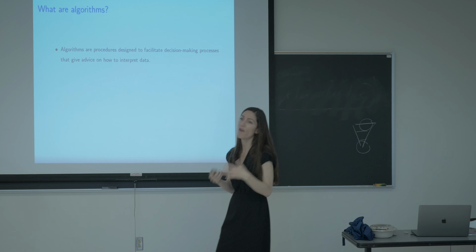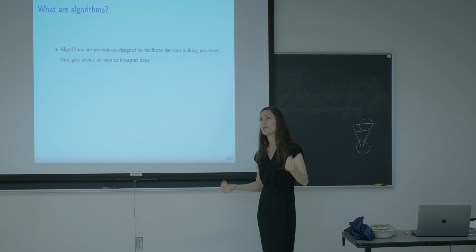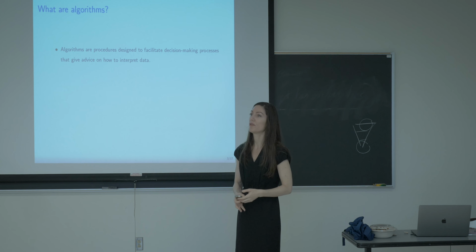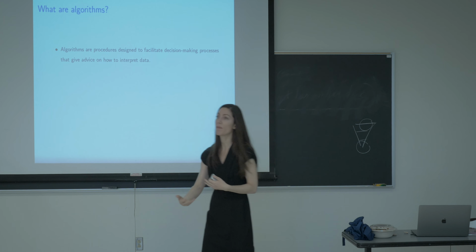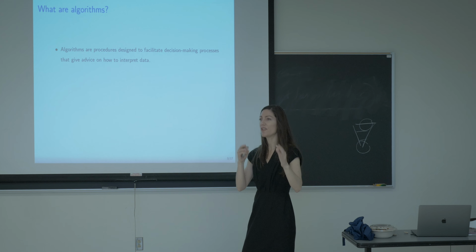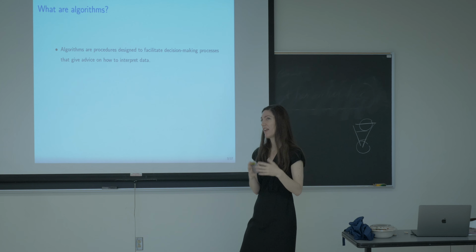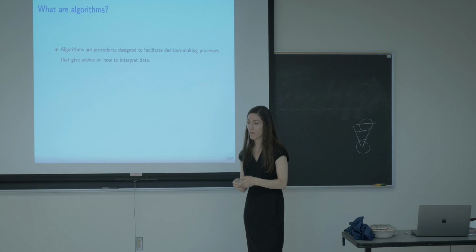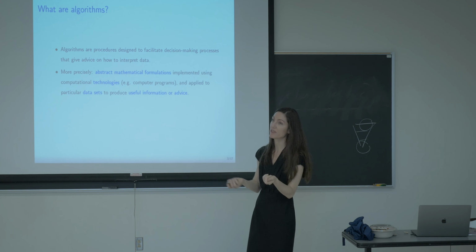So a very generic definition that is sometimes given is that algorithms are just procedures that are used to sort of facilitate decision-making processes and generate advice for decision makers. So this definition is kind of vague because it doesn't really let us get a sense of where it is that biases may emerge. So let me give you a little bit of a more precise definition.